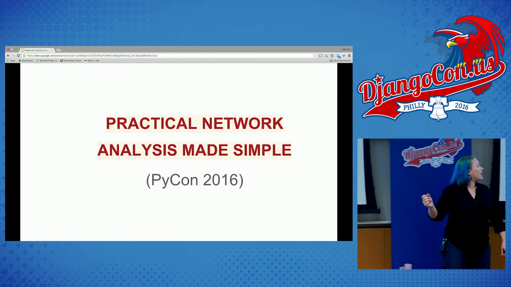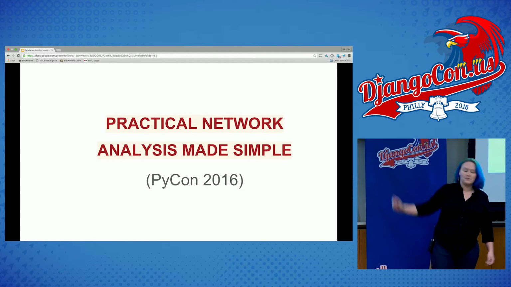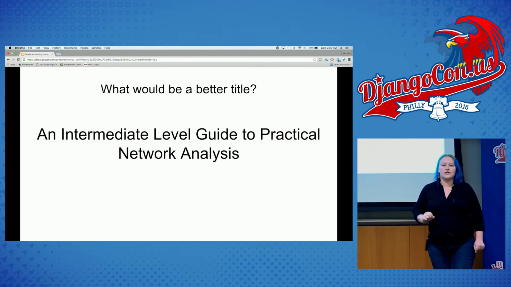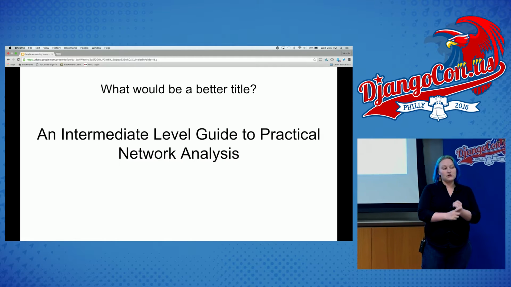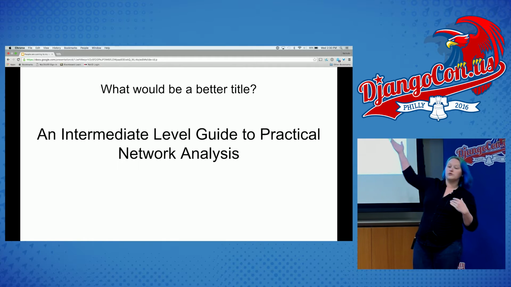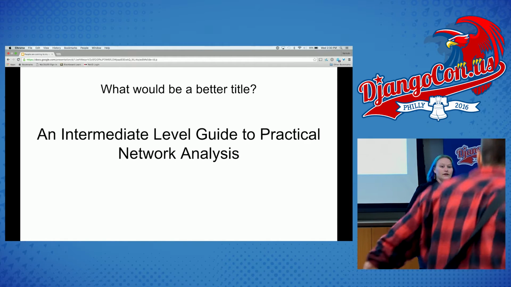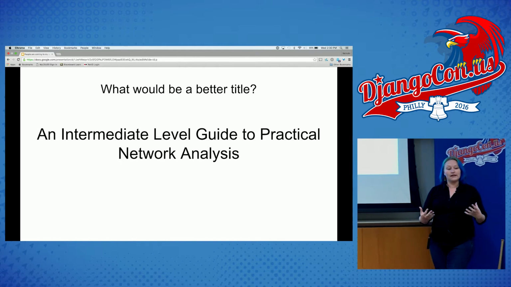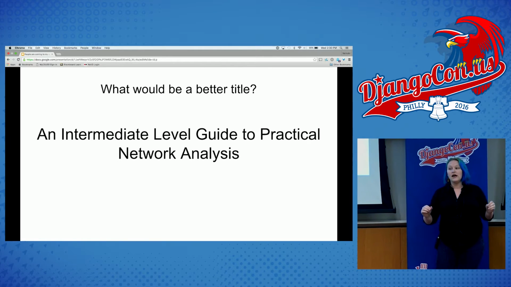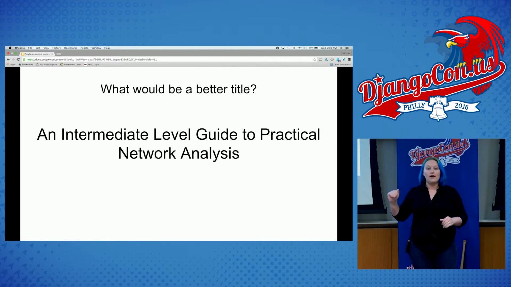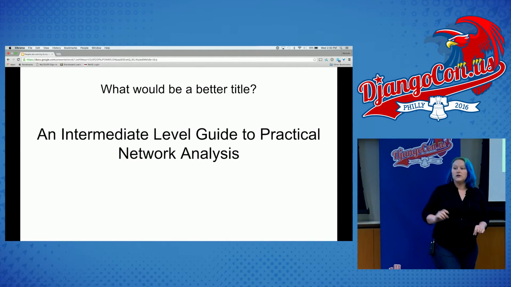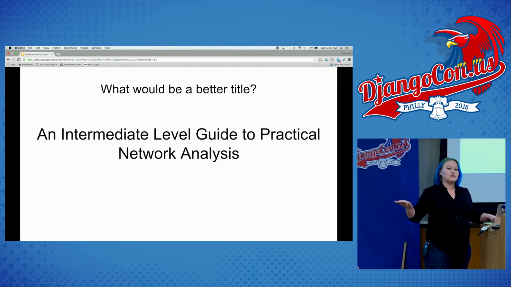So instead of saying practical network analysis made simple, why don't we say an intermediate level guide to practical network analysis? This tells us that it's an intermediate level workshop. It also tells us that we're there to guide them in their journey of learning practical network analysis. So when we're titling things, it's very important that we label it so that they get as much information as possible because not everybody reads the abstract. So you want your title to be as descriptive as possible.